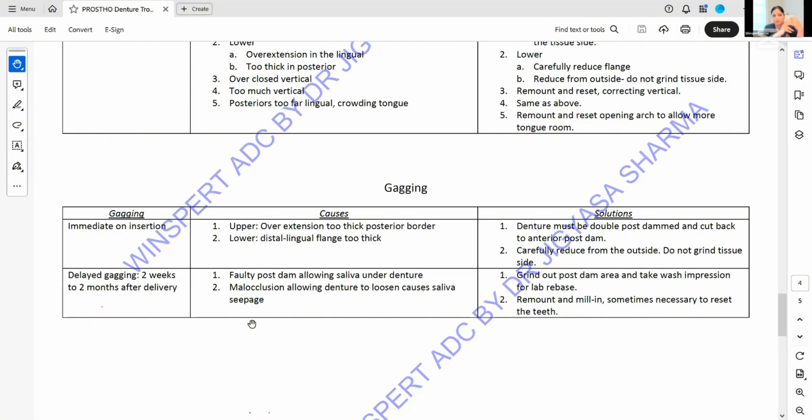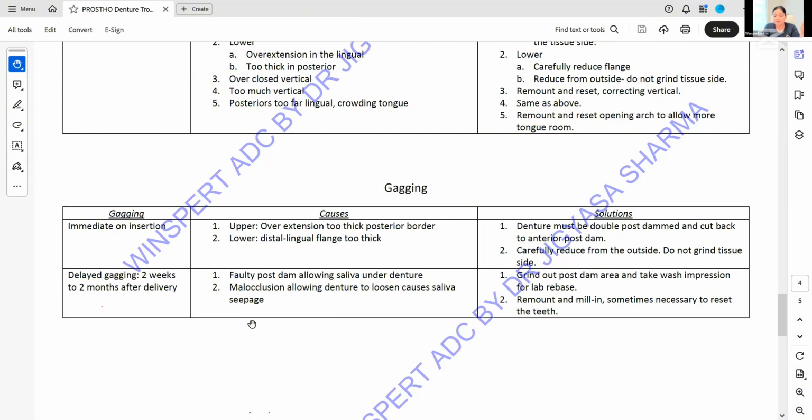So immediate gagging is from overextension or thicker borders, and delayed gagging is coming from post-dam looseness, right? Or a malocclusion or an interference, which is again lifting the denture in the post-dam area. So the cause of delayed gagging is saliva seeping through.